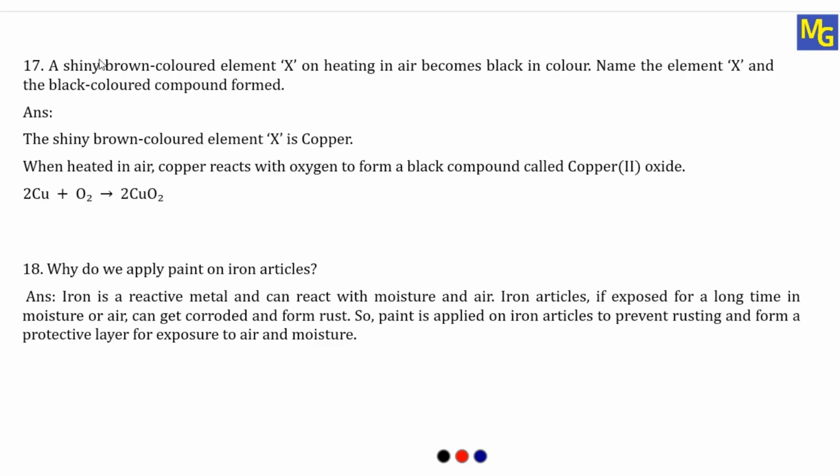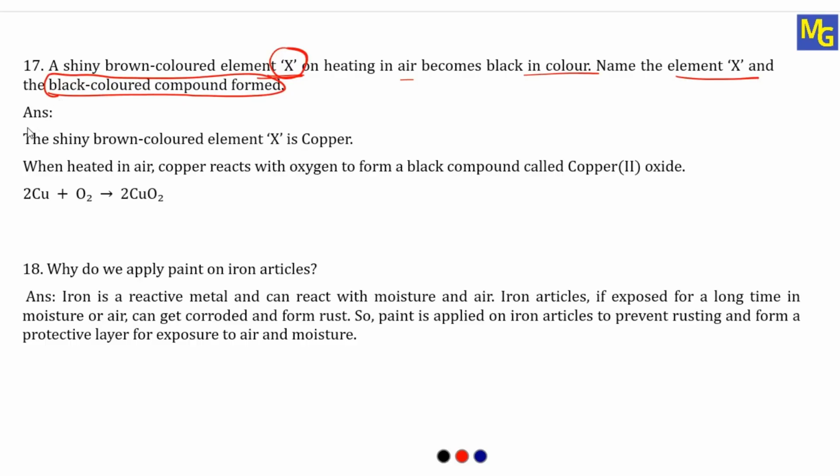Question number 17. A shiny brown colored element X on heating in air becomes black in color. So here they have given one statement: there is one element X which is shiny brown in color, but on heating in air it becomes black in color. Name the element X and the black colored compound formed. So based on this statement, the question is: what is that element X which is shiny brown in color, and what is the black colored compound which is going to form after heating?